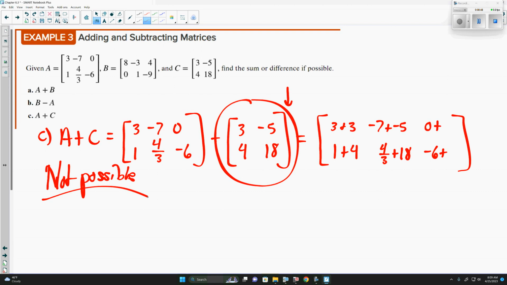And this here is the main reason why. We don't have anything we can actually add to 0 or negative 6 in this case without changing what matrix C is. And sometimes it's easier to see that when we actually add it out than just saying they're not the same dimensions. It's not possible.